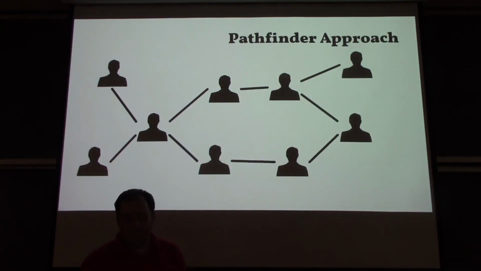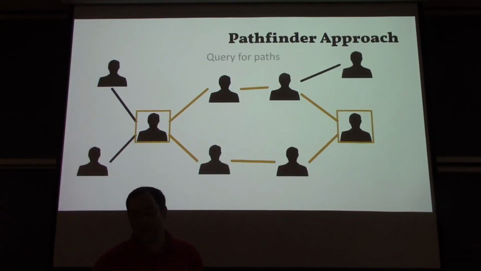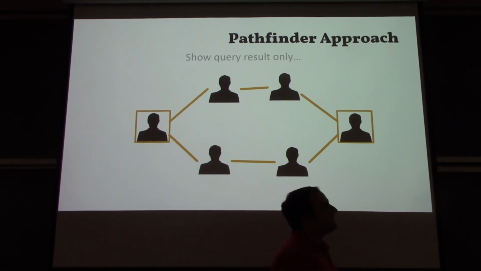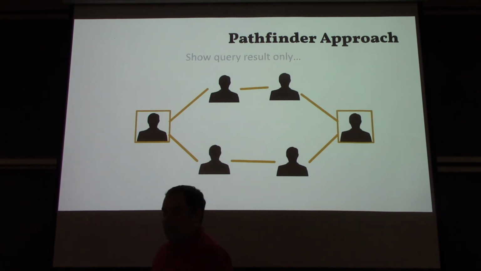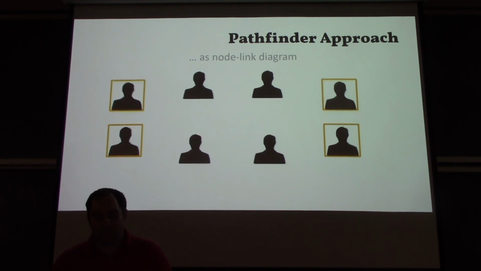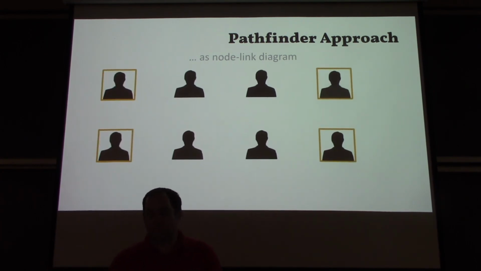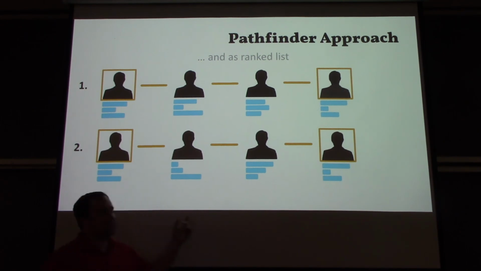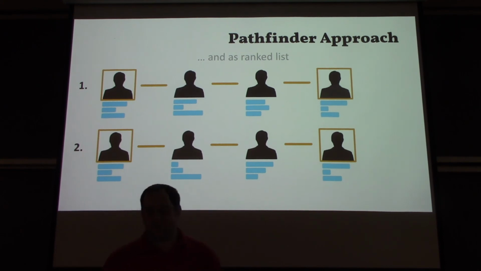And so what we did here is we essentially ran a query for paths that connected those people, but then we show the results only. So that makes our graph a lot smaller and therefore much more feasible to visualize. And then we show them both as a node link diagram with a free layout, but also as a ranked list of result paths. And so here we now have, this is one connection and this is the other connection. And the benefit of this ranked list is that I now can actually show lots of attributes about those people, like how old are they, what school are they in, and so on. That's now easy to juxtapose here on top of those people.